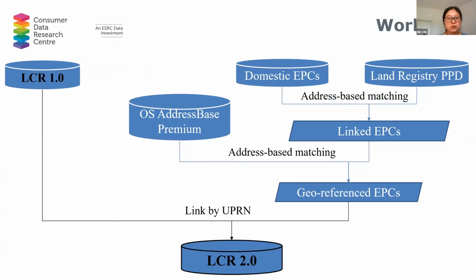The whole aim is to have a better understanding of residential mobility associated with floor size change. We start by linking the domestic EPC data with the Land Registry price paid data based on complex address-based matching. Then we create another address-based matching to link the UPRN information from the OS AddressBase. Once we have this georeferenced EPC data, we can directly link back to the LCR data based on the UPRN information, which results in LCR 2.1.